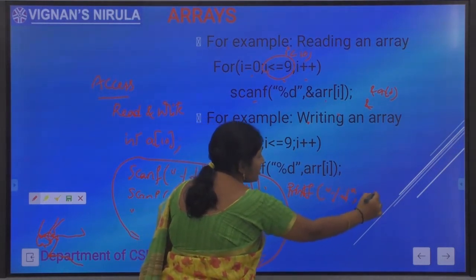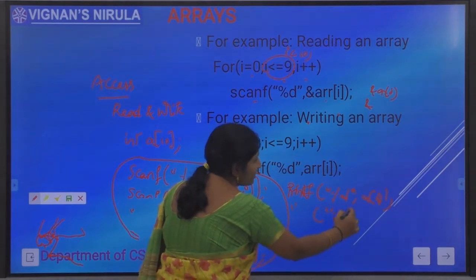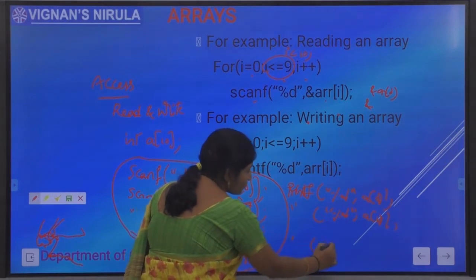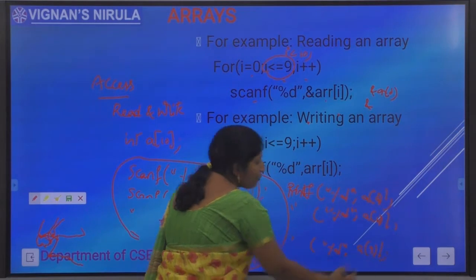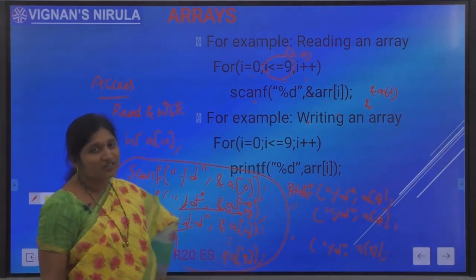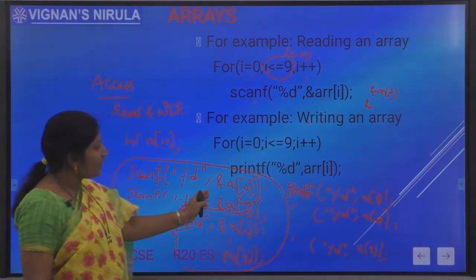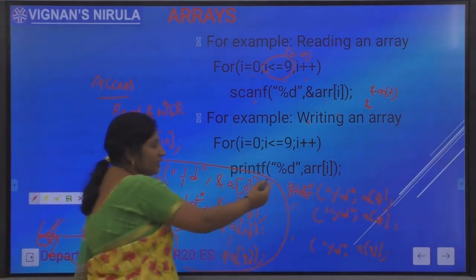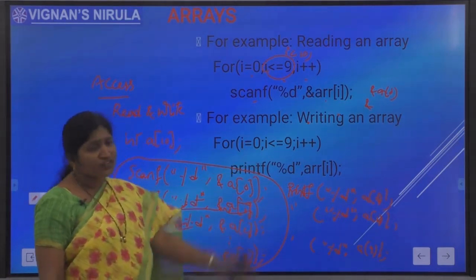printf("%d", a[0]), printf("%d", a[1]). Likewise, lastly I can use printf("%d", a[9]). Instead of writing all those 9 printf statements, I can have a single for loop: for i = 0, i < 9, i++, printf("%d", arr[i]). Initially it will print arr[0], next arr[1], likewise up to arr[9].